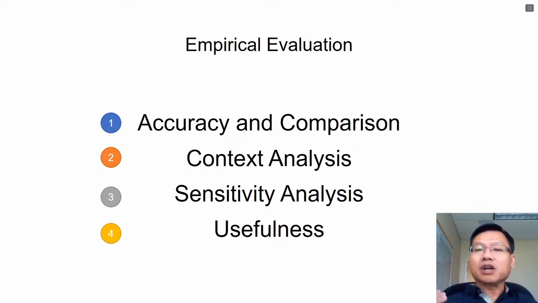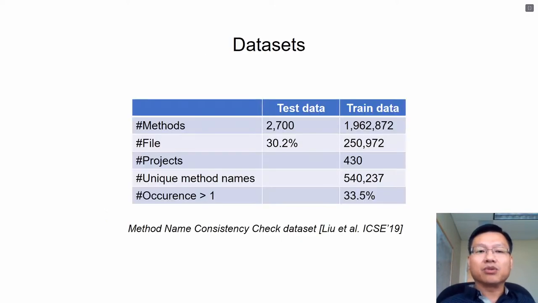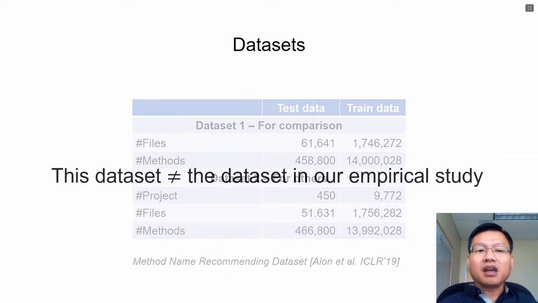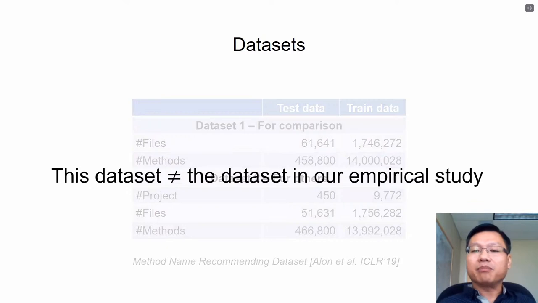We also conducted an empirical evaluation on accuracy and certain analyses for the tool. We use the data sets that have been used in the state-of-the-art approaches in this area. First is by Liu and others, 2019. And then the second one is the data set provided in Code2Vec by Alon and others, ICLR 2019. Both data sets are large and significant. We split the data set into 10% for testing and 90% for training, in both files and projects. Note that this data set is different from the data set of our preliminary empirical study that I showed you earlier, to avoid bias.